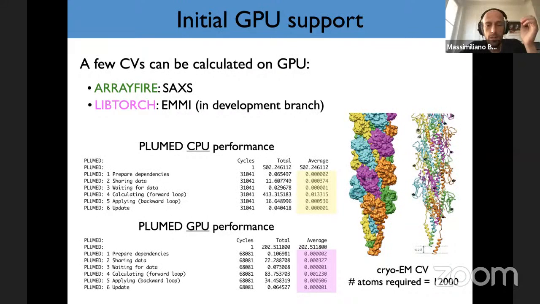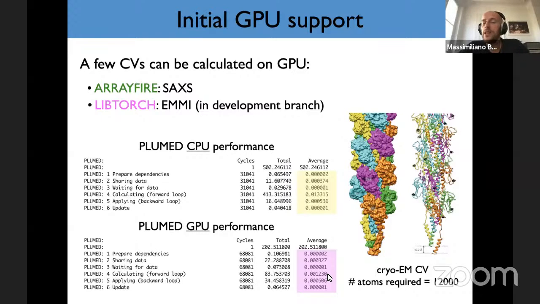And if you look at the difference in performance, this is the timing breakdown that I showed before, and this is just the calculation of a collective variable. You can gain a factor of 10 if you calculate this complicated density on the GPU.